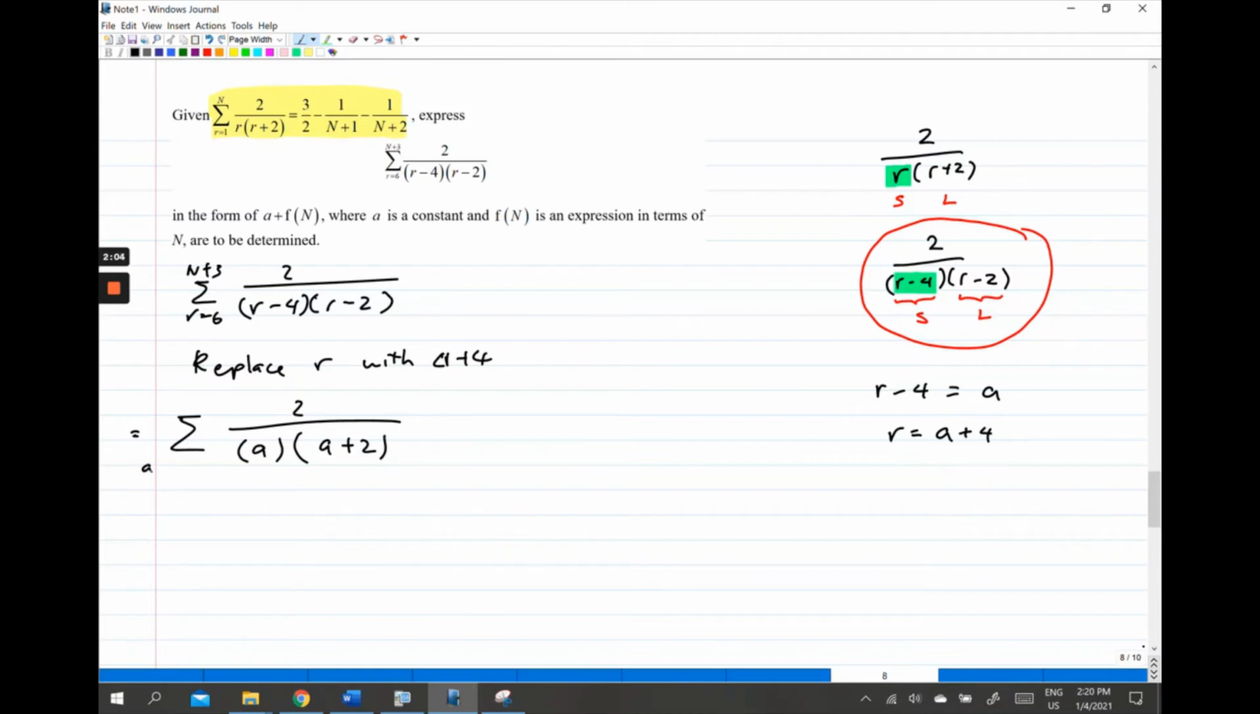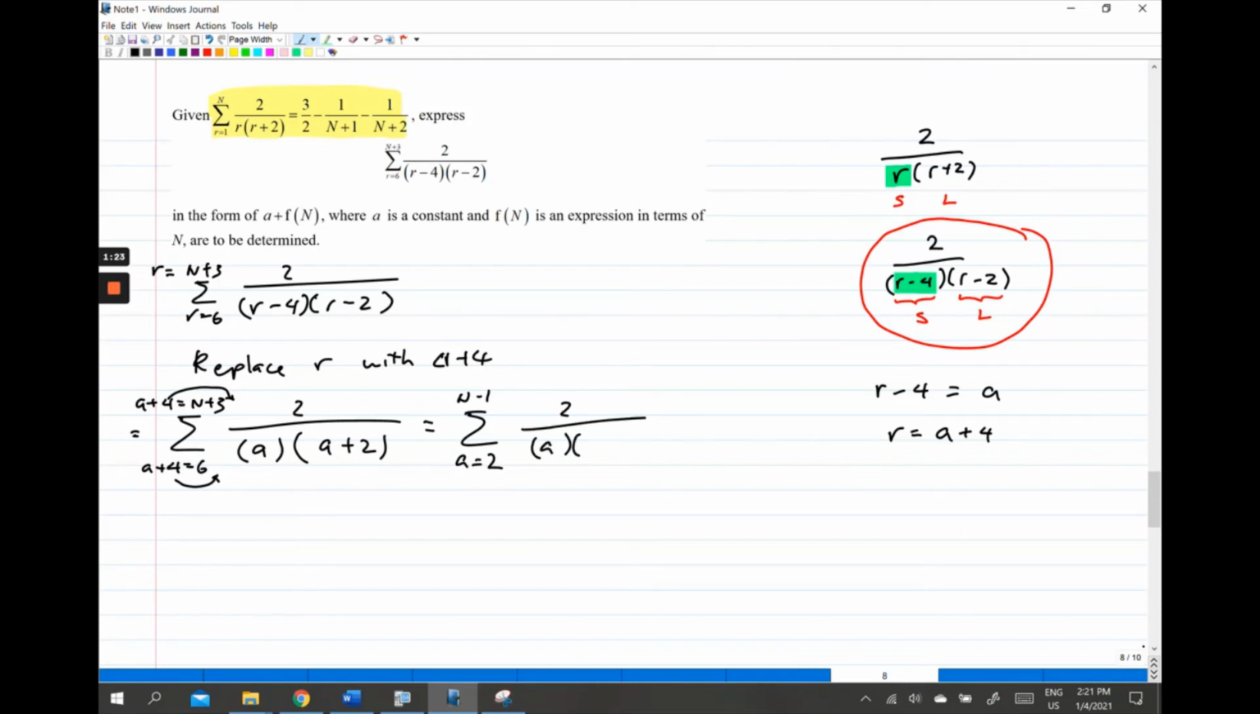You can see your starting limit: a plus 4 equals 6. Also on top, be careful, because when we do the summation, the last term has a hidden r equals n plus 3. So here a plus 4 equals n plus 3. Let us simplify this. This 4 can go to the other side, so you get 6 minus 4, which gives you 2. Then the 4 comes over here, so you get n minus 1 with this expression.